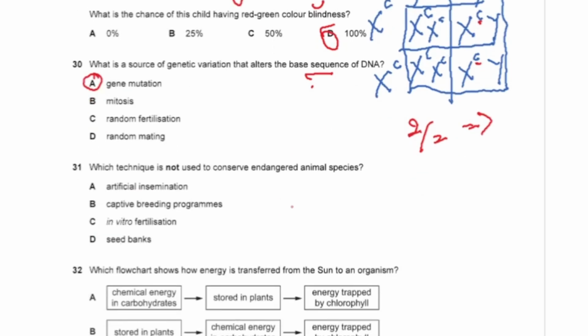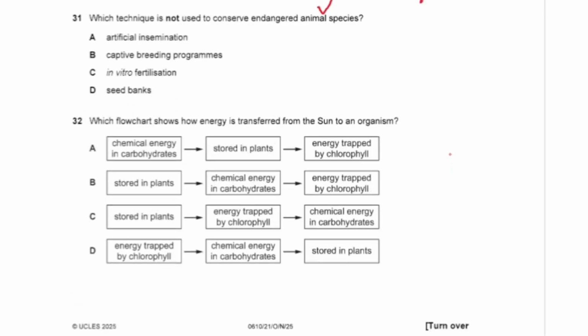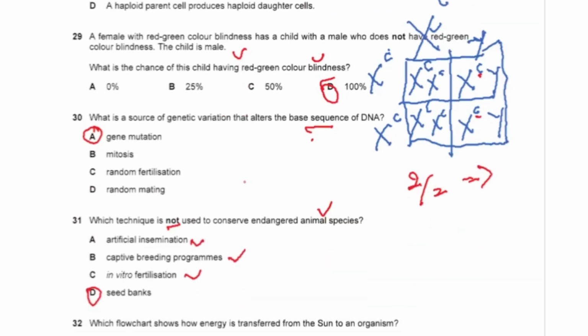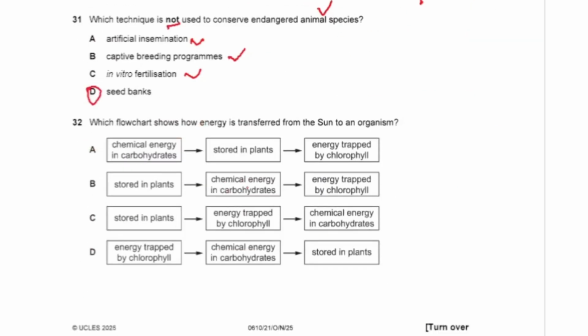Next question. Which technique is not used to conserve endangered animal species? Remember they say animal in this case. So we're not going to just pick anyone, but pick the one of animal. And then let's see them. Artificial insemination is for animals, and then captive breeding also is for animals, in vitro is also for animals, but they say which technique is not used for animals, so seed banks are in plants. So that's why the correct answer is option D. I hope you are following along, and I hope I am helping you. Alright, so let's move on to the next one.